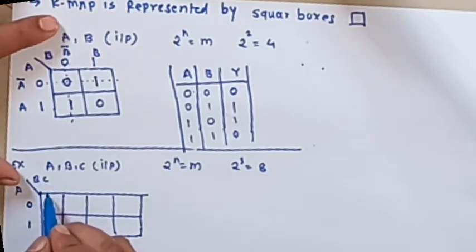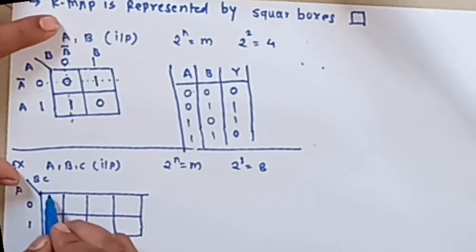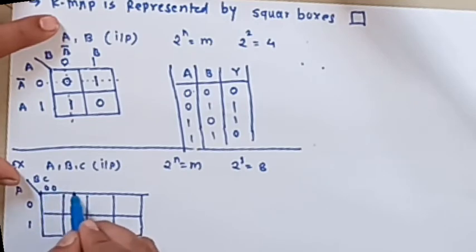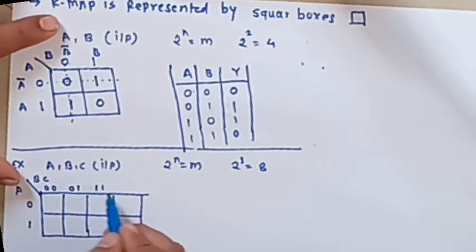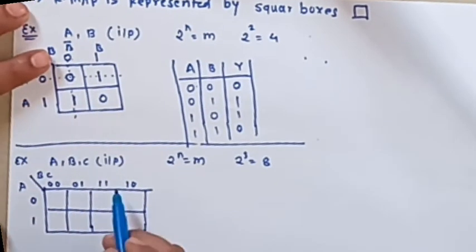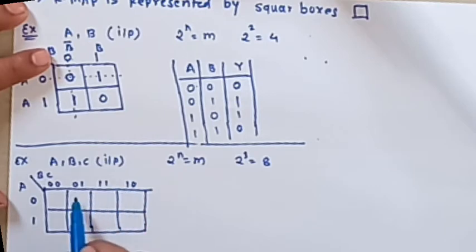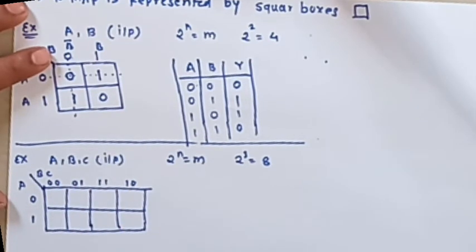Here, this will indicate the values of BC. So BC is 00, 01, 11, 10. Remember the sequence: 11 comes before 10. So 00, 01, 11, 10. Like this we will represent the K-map for 3 variables.